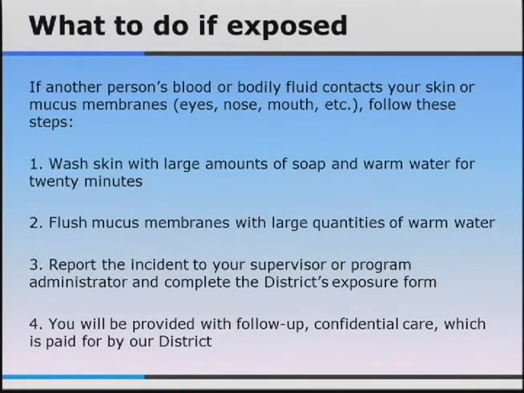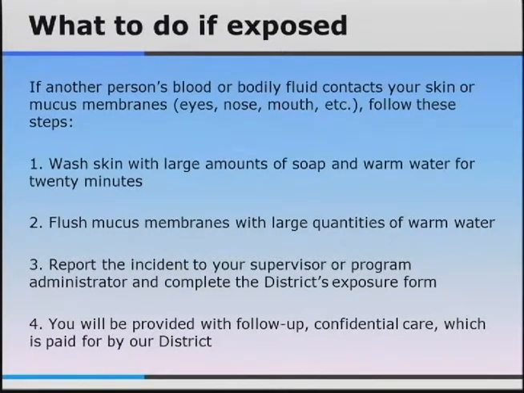What do we do if we are exposed? If another person's blood or bodily fluid contacts your skin or mucous membranes, such as your eyes, nose, or mouth, follow these steps. Wash skin with large amounts of soap and water for 20 minutes. Yes, I said 20 minutes. Flush mucous membranes with large quantities of warm water. Report the incident to your supervisor or program administrator and complete the district's exposure form. You can get a copy of the district's exposure form from your supervisor or program administrator.